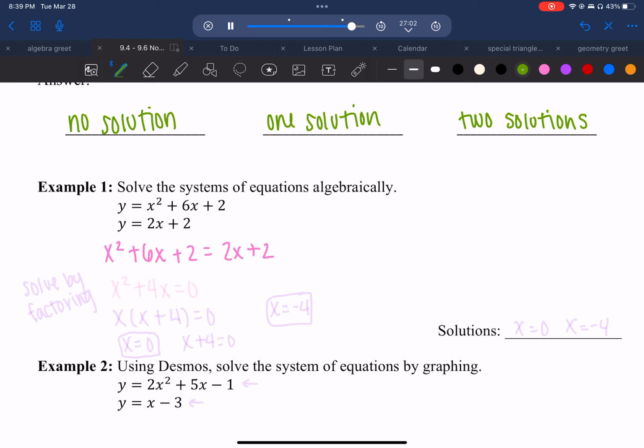So we subtracted 2x and subtracted the 2, and we get x squared plus 4x equals 0. So here you have the choice. You can solve by graphing. You can't solve by taking the square root. You can solve by factoring, or you could solve by the quadratic formula. I am going to choose to solve by factoring.